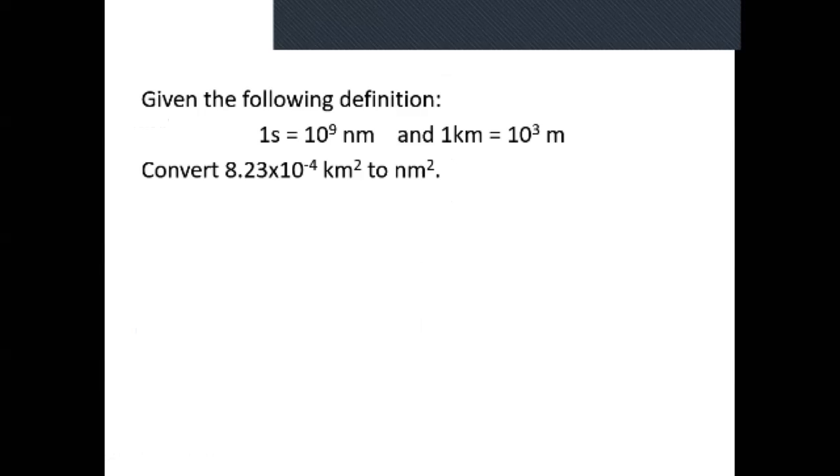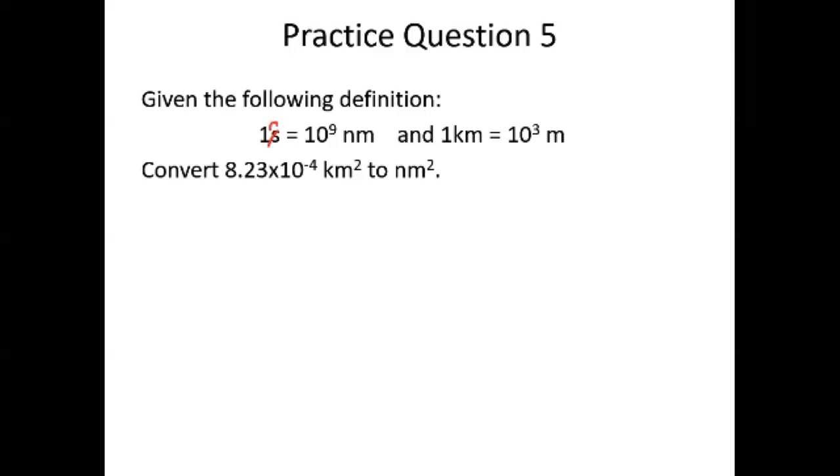So we'll look at another one. Here we want to convert kilometers squared to nanometers squared. And we're given the normal conversion factors. And again, this should be a meter, not second. So the first thing we need to do is square the conversion factor. So 1 meter squared is 1 e to the 18th nanometers squared. Again, 9 times 2 gives us the power of 18.